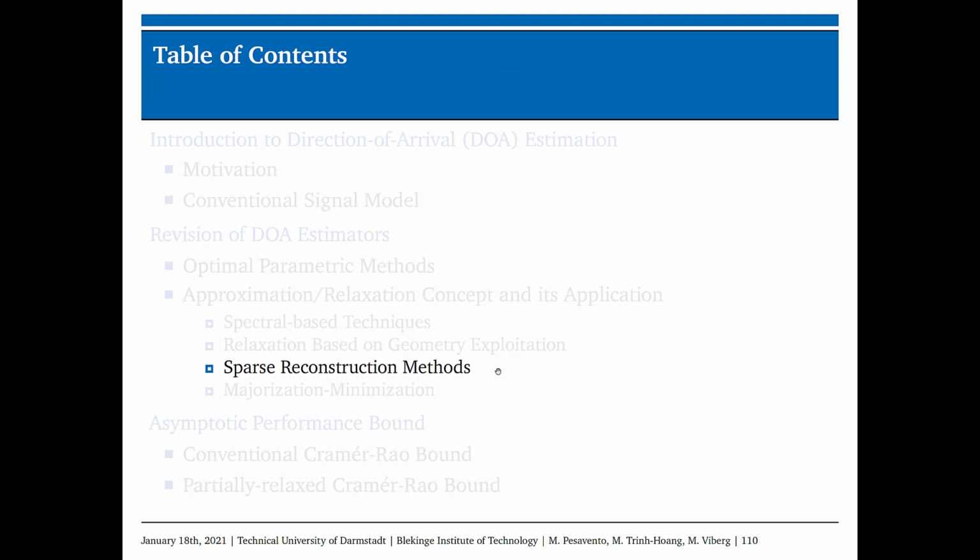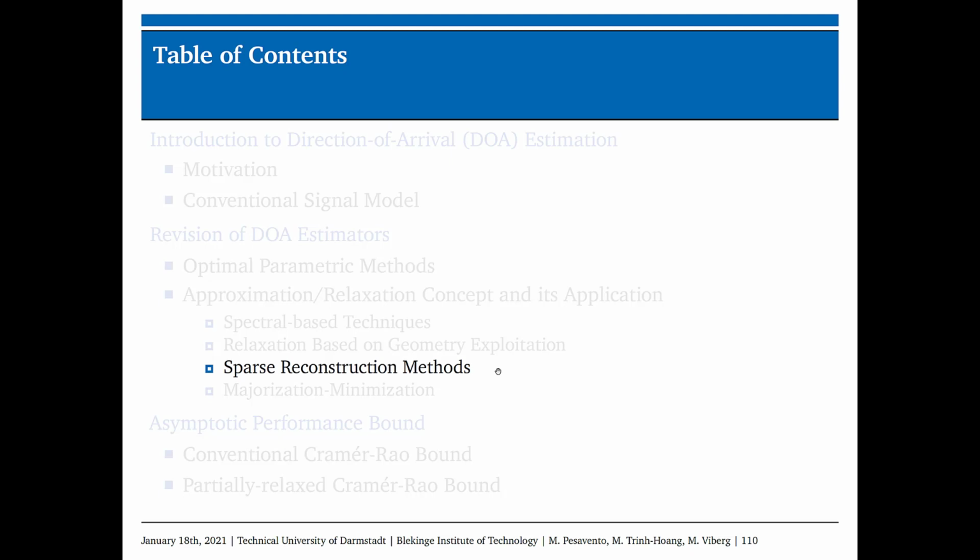Next, we turn our attention to the sparse reconstruction methods for direction of arrival estimation, and these methods became extremely popular in the past 15 to 20 years, not only in the context of array signal processing but also beyond. Sparse reconstruction methods, often also referred to as compressed sensing techniques, are based on our underlying model assumption that the number of sources in the field of view is comparably low as compared, for example, to the number of sensors in the array.